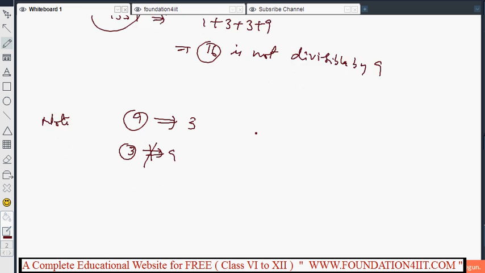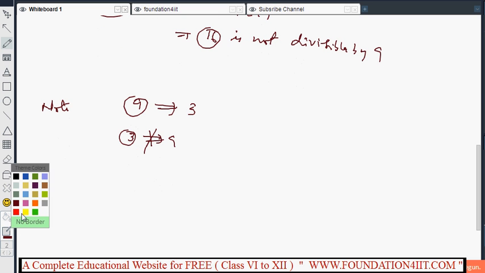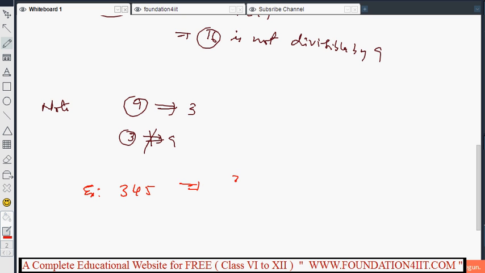For example, I am taking 345. If you add 3 plus 4 plus 5: 3 plus 4 is 7, 7 plus 5 is 12. Now this is divisible by 3, but it is not divisible by 9. But the numbers which are divisible by 9, everything will be divisible by 3 also, because 3 is a factor of 9.